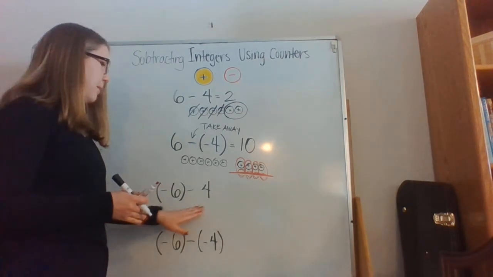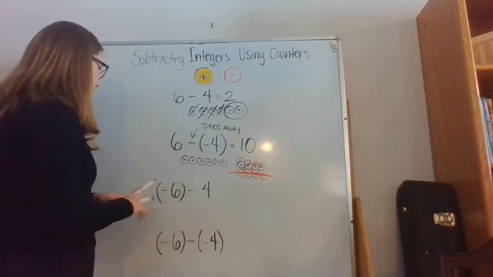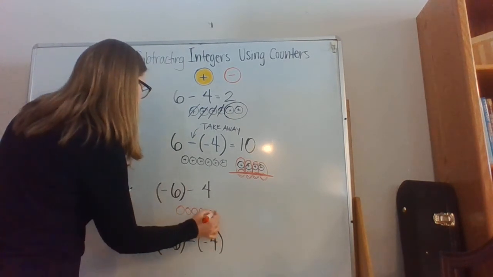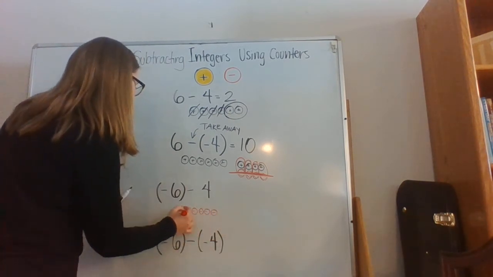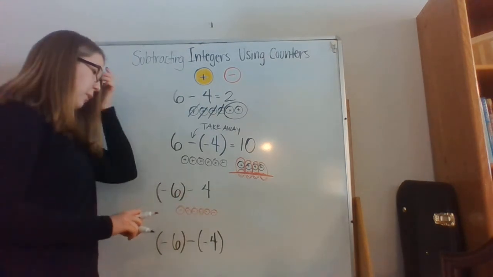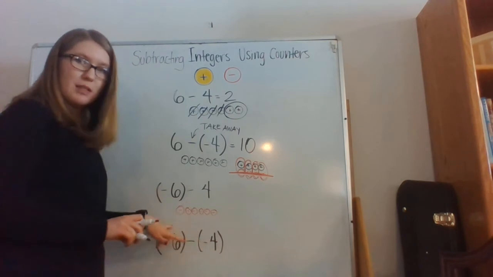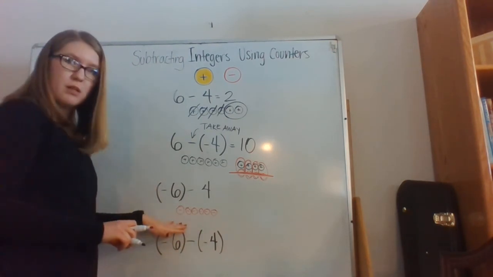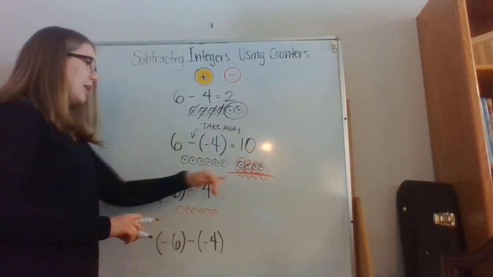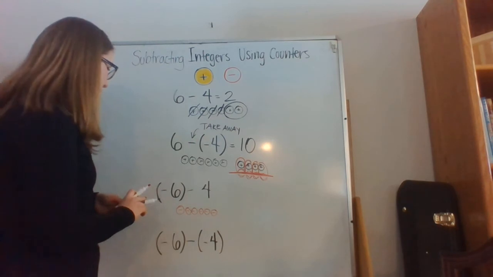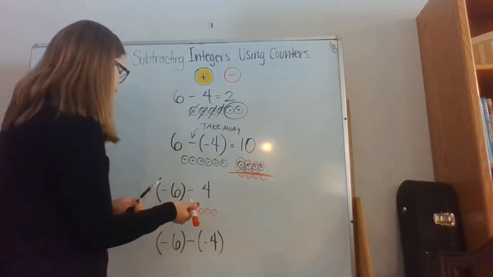Negative 6 minus positive 4. So I'm starting with negative 6. And now I am taking away positive 4. I do not have any positive numbers here. There are none. I only have negative numbers. So I'm going to do the same thing I did in the last problem. I'm going to add 0 pairs. So I will add 0 pairs here.